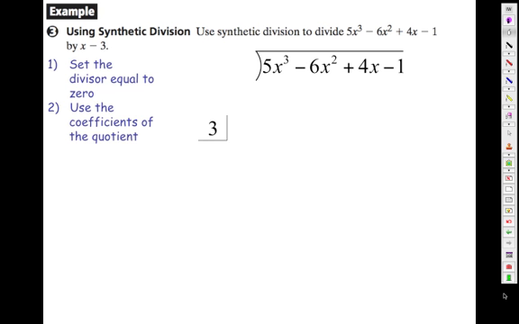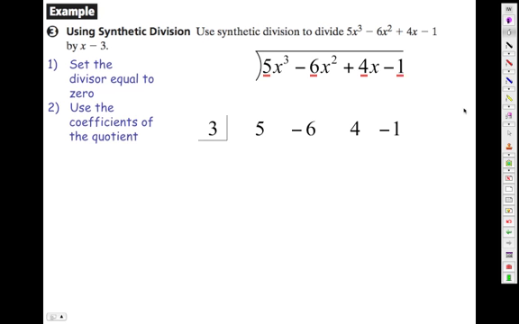So the first one we see is 5, so it's going to be a positive 5. The next one we see is a -6, and then after that is 4 and then -1. So we're going to bring those down right there: the 5, the -6, the 4, and the -1.